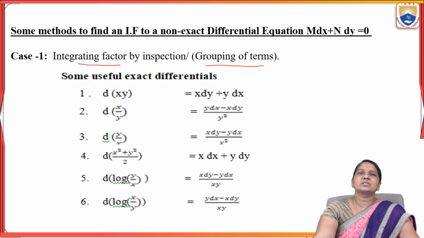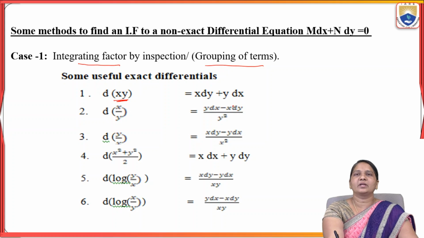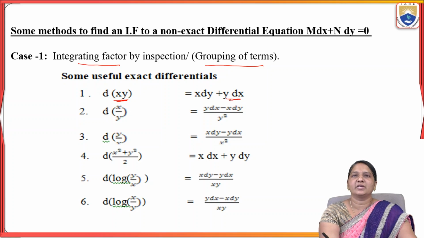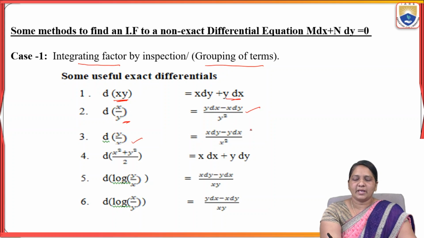To use integrating factor by inspection or grouping of terms, we should know some useful results or formulas to get the idea to convert into exact form. See here, d of xy is x dy plus y dx. d of x by y is (y dx minus x dy) by y square. d of y by x is (x dy minus y dx) by x square.